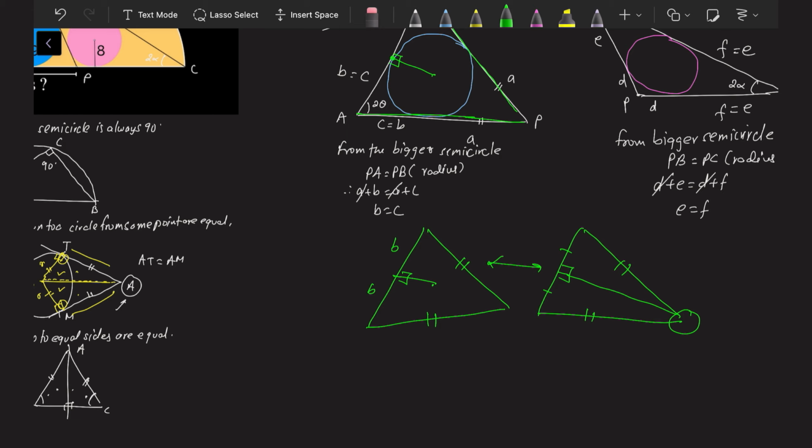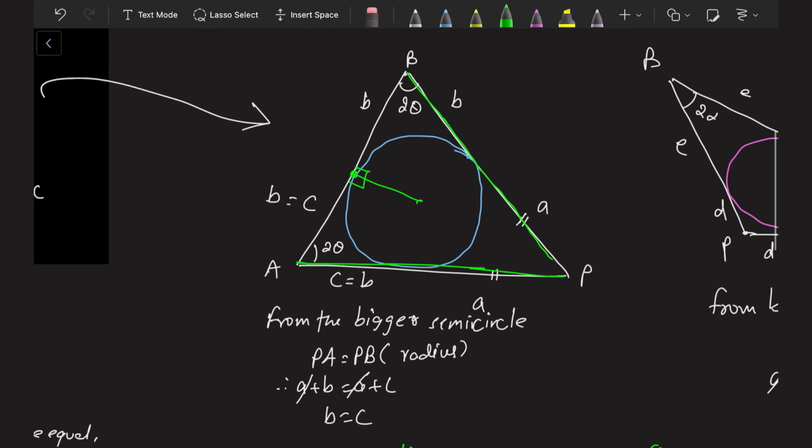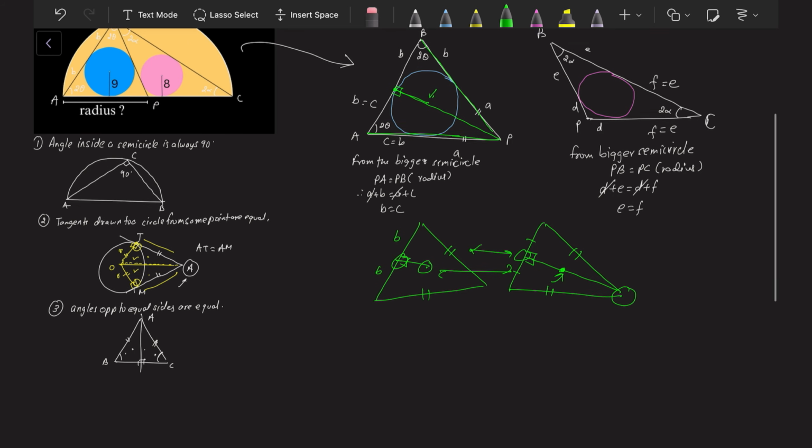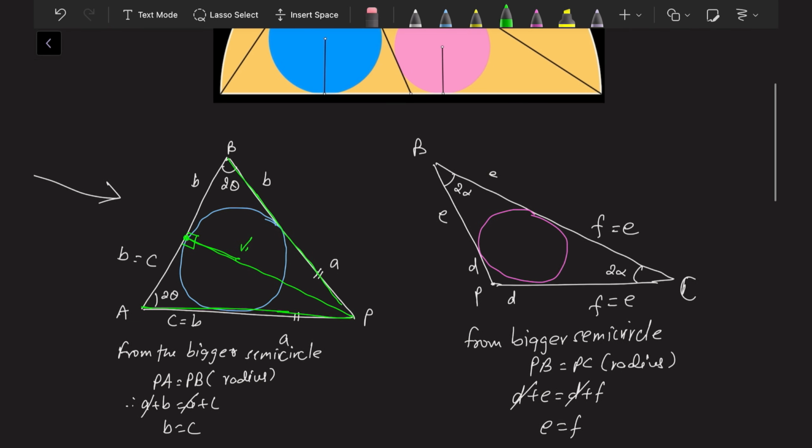Now combining these two pieces of information, what I can conclude is that if I drop a perpendicular from P, the center of this circle will lie on it. It is obvious, okay, because we cannot have two such points. These two base points must be equal, and if they are equal, then the center of the circle will lie on this altitude only. Okay, now the similar thing can be done in this pink side triangle also.